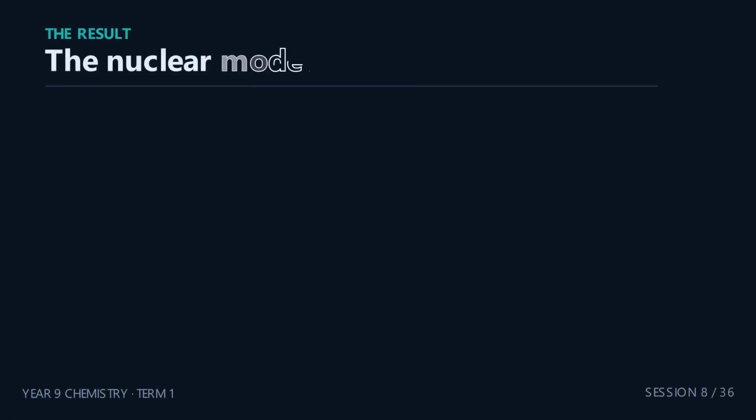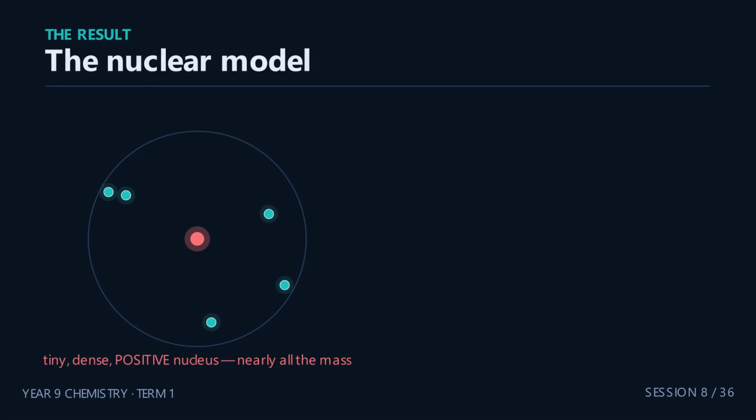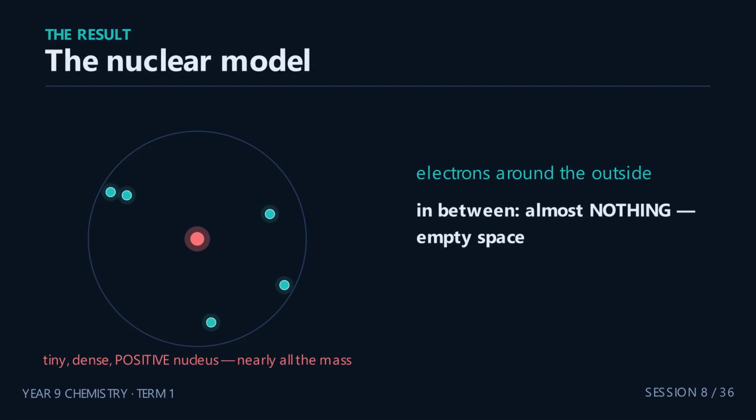Put the conclusions together and you get the nuclear model, a small, dense, positively charged nucleus at the center containing nearly all the mass, electrons around it, and in between, almost nothing, empty space. If an atom were a stadium, the nucleus would be a marble on the center spot.